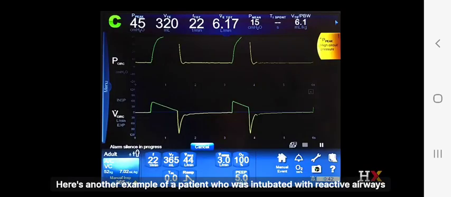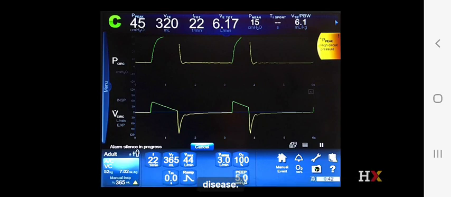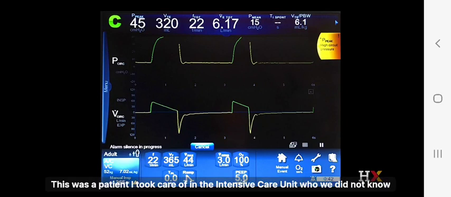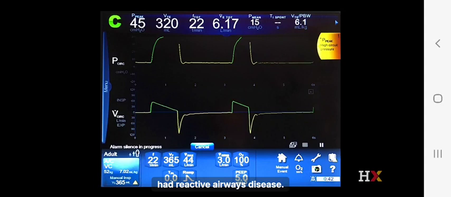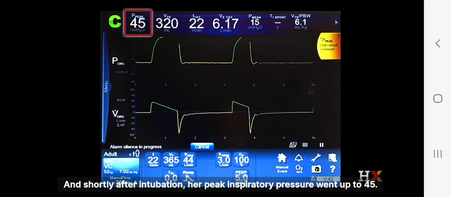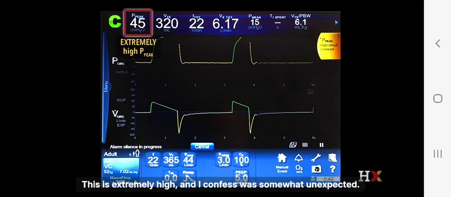Here's another example of a patient who was intubated with reactive airways disease. This was a patient I took care of in the intensive care unit who we did not know had reactive airways disease. We intubated her for another reason, and shortly after intubation, her peak inspiratory pressure went up to 45. This is extremely high, and I confess was somewhat unexpected.